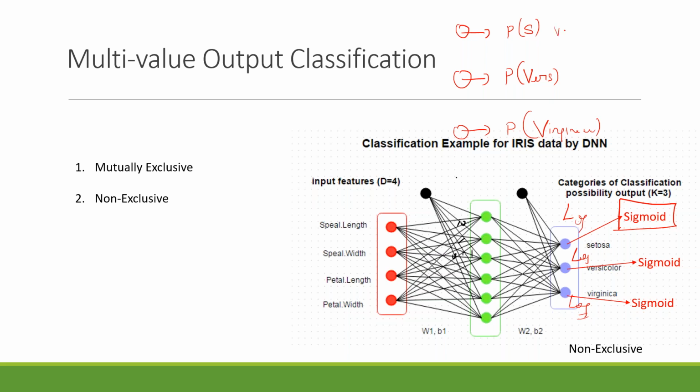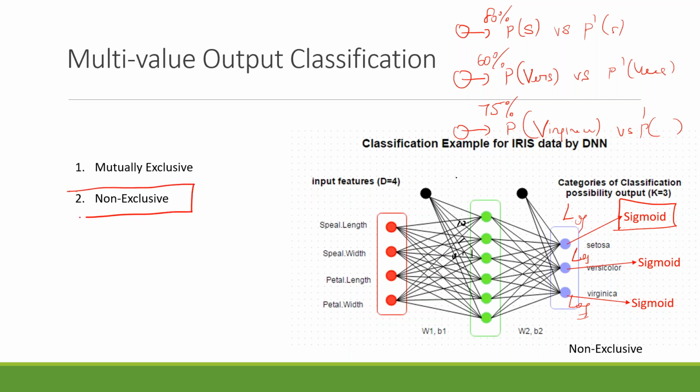He will basically do probability of setosa versus not setosa, probability of versicolor versus not versicolor, probability of virginica versus not virginica. So he's almost creating three logistic regression models. So the first one will tell, 80% chance it's setosa, 60% chance it's versicolor, 75% chance it's virginica.